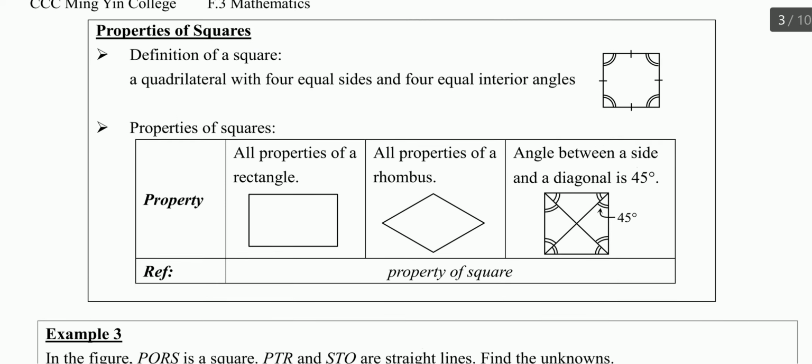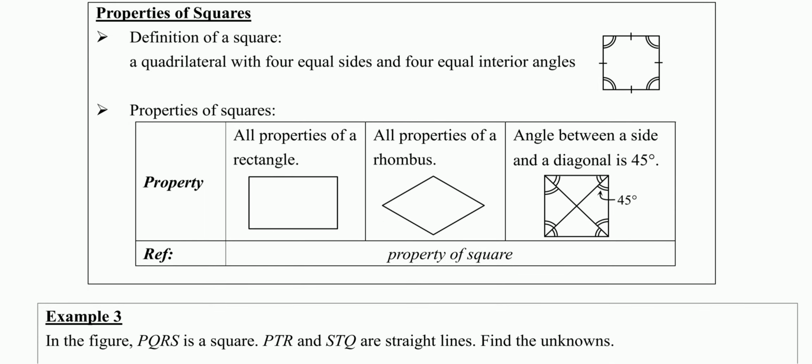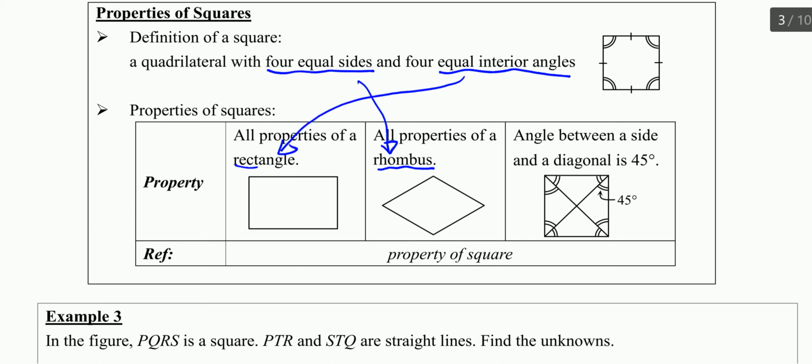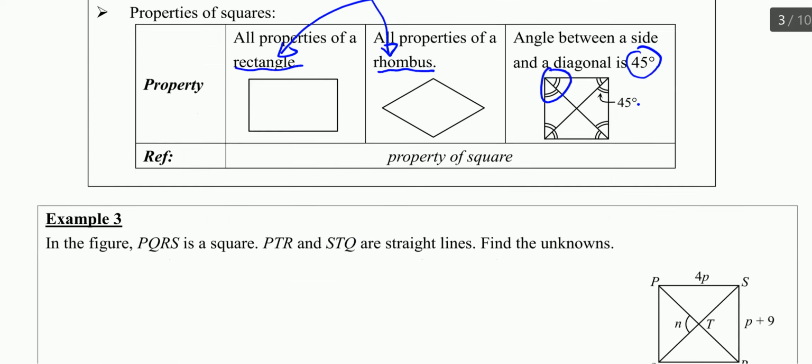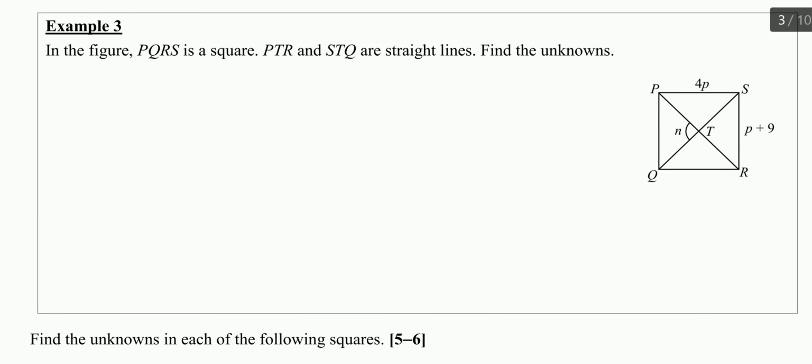Let's look at the squares. For the square, 4 equal sides is the property of the rhombus, and 4 equal interior angles is the property of the rectangle. That's why a square has all the properties of a rectangle and a rhombus. Since for a rhombus the diagonal bisects the angle into 2 equal parts, we can understand that the diagonal makes 45 degrees. Let's look at one more example.